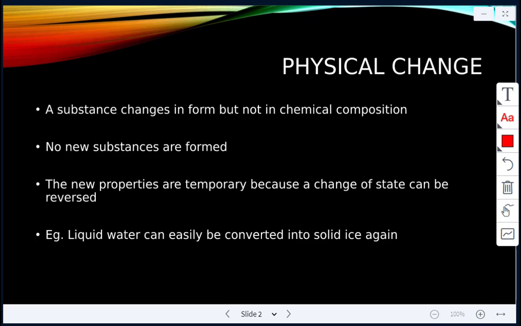For example, water can be frozen to ice, or it can be water vapor, but it's still H2O. It doesn't change its chemical composition. As well, there's no new substance being formed. It's still H2O. And these new properties are temporary because a change of state can be reversed. So the example here, liquid water can easily be converted back into solid ice again.